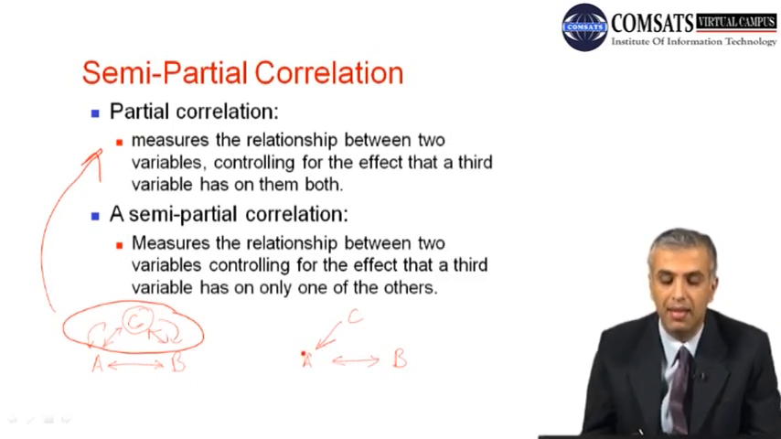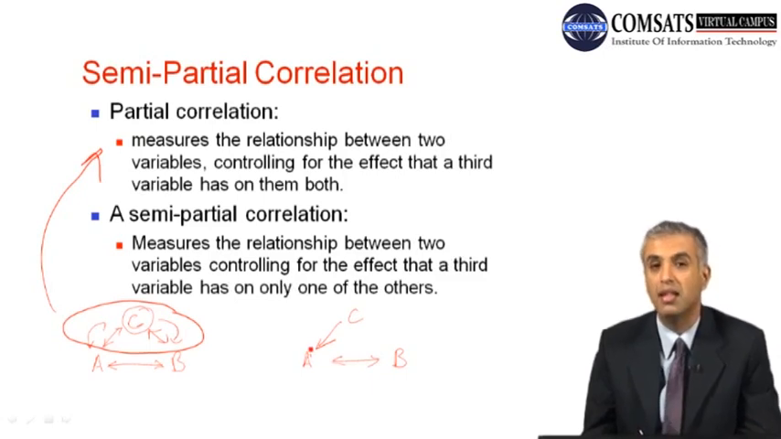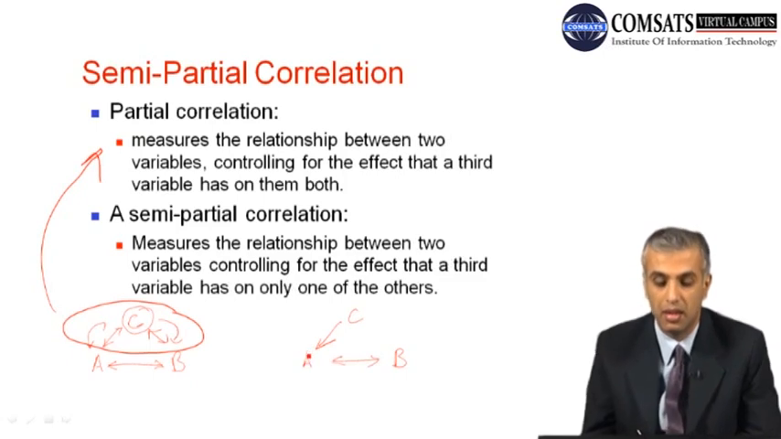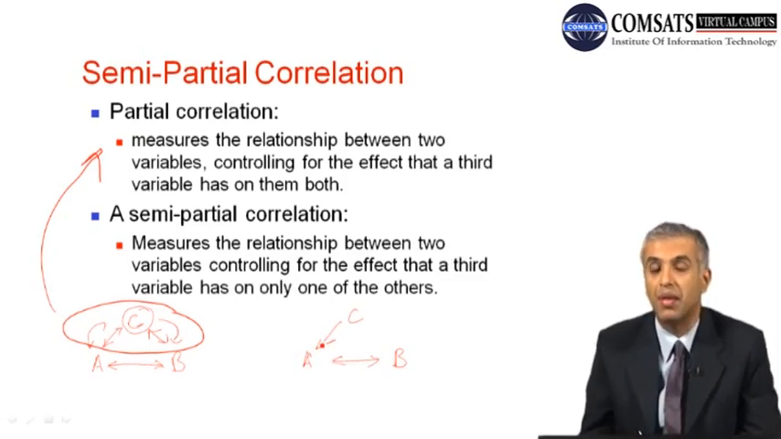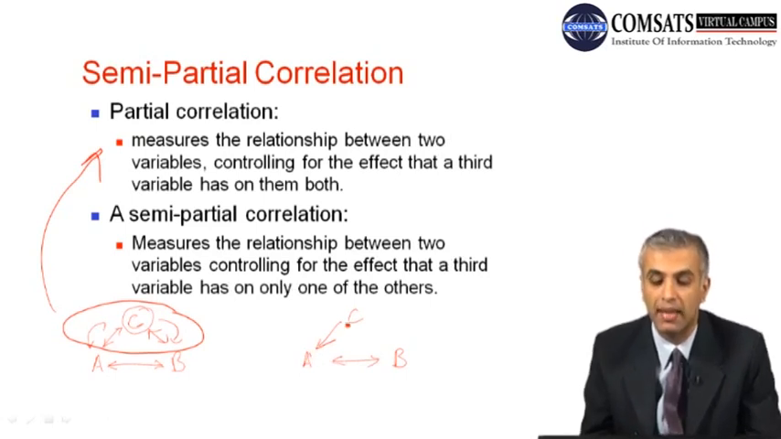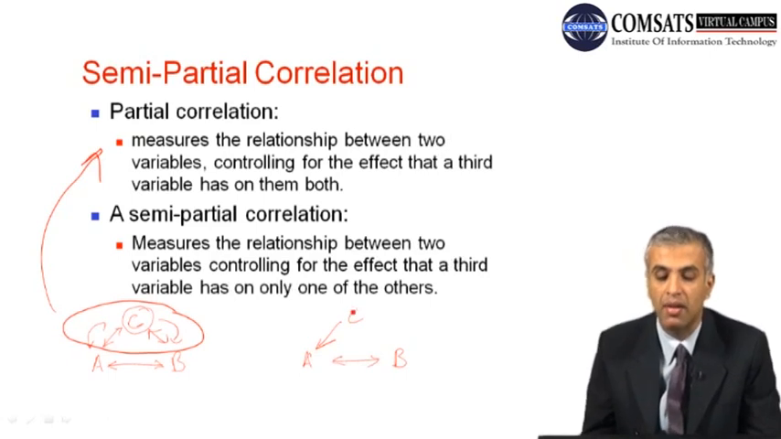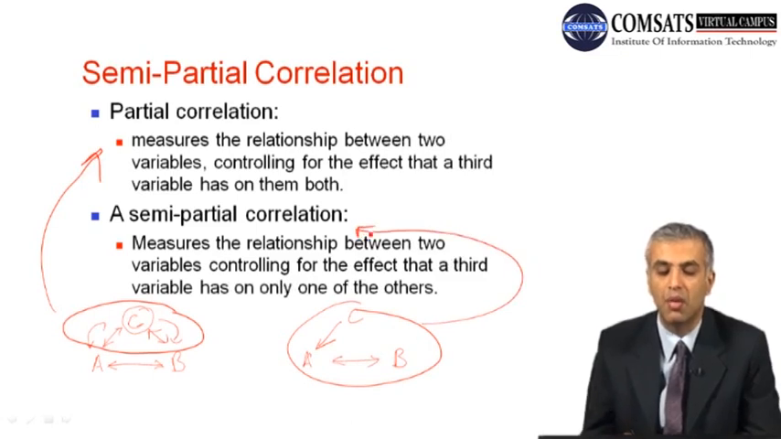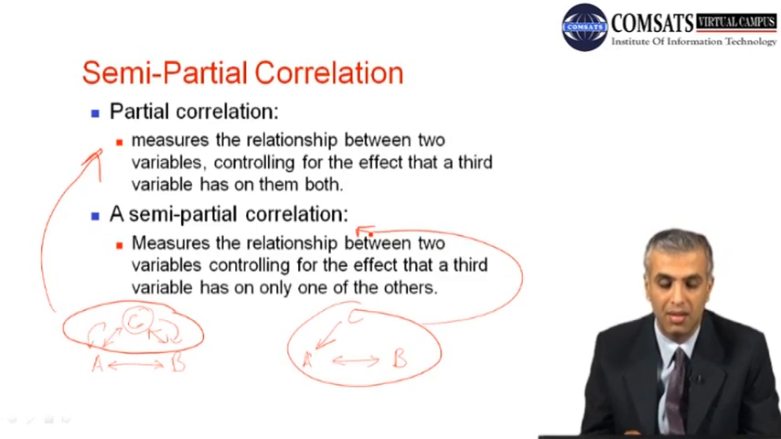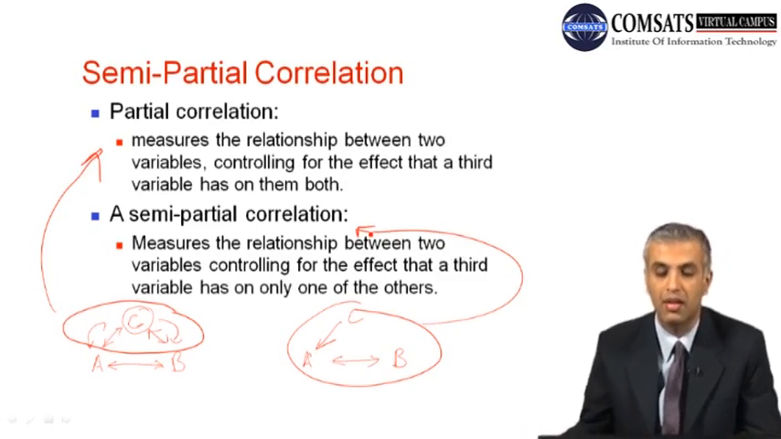So here basically we are considering only one variable impact basically which is being executed by the third variable here. So that is basically semi-partial correlation. So that's the main concept behind this semi-partial correlation here.